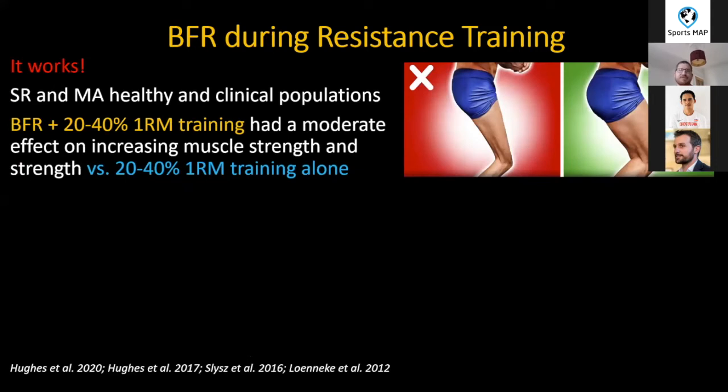So now, blood flow restriction combined with resistance exercise. This by far has the most research supporting it. I think upwards of 250 studies now when I last looked. So we can say that it works.